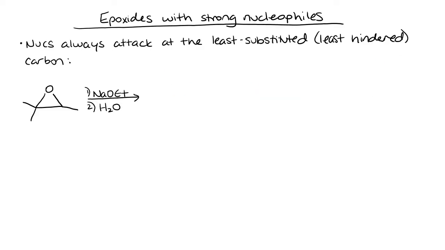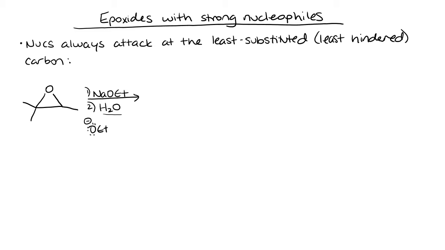Now we can also break open epoxides using strong nucleophiles. And in these reaction conditions, the nucleophiles will always attack at the least substituted or least hindered carbon. Okay, so we don't have to worry about the steric or electronic effect when we're dealing with strong nucleophiles. So for example, we have this epoxide here. We are treating it with sodium ethoxide. Now the actual molecule acting as the nucleophile is the ethoxide. And again, the sodium is just there to stabilize the negative charge. Now these are two-step reactions. I'll show you the purpose of the water in the second step in just a second.